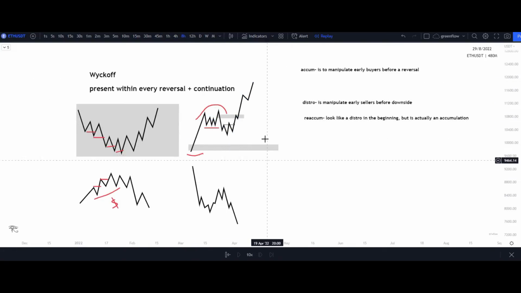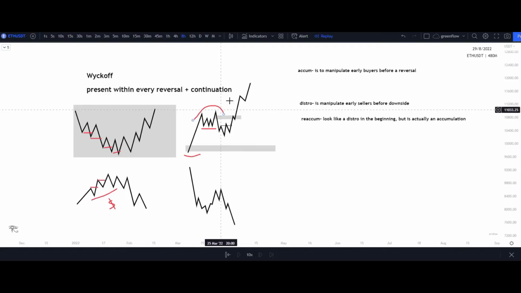So this is your continuation, a reaccumulation. It looks like a distribution in the beginning, but it's actually an accumulation. So we look for distribution to then accumulation, break of structure after a liquidity raid. Opposite goes for this area. So we talked about distro to accum. This one's accum to distro, right?